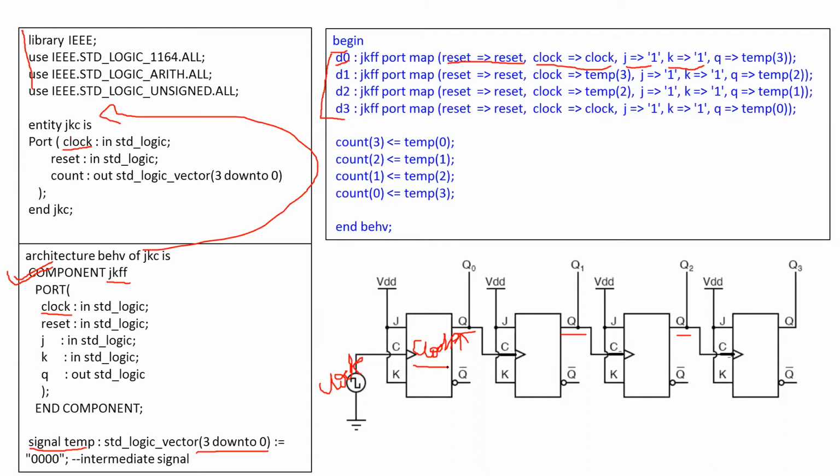So the clock port of this JK flip flop is now assigned to the clock port of this particular circuit. Again the reset port of this flip flop is assigned to the reset value of this particular circuit. Similarly, J and K are assigned 1, and then the value of Q is assigned to temp3. So you can see we have 3 down to 0, that is 3 2 1 and 0, so temp3 I have assigned over here.